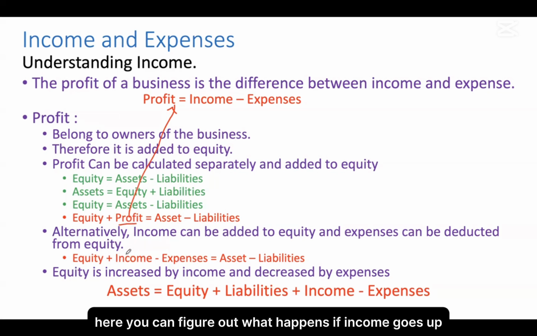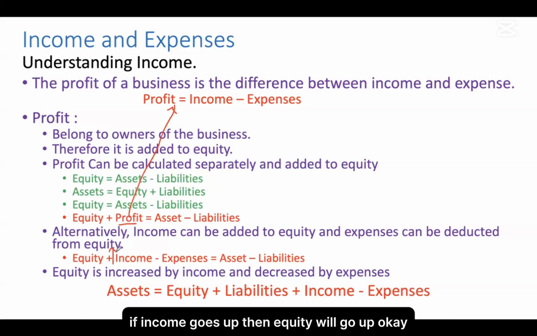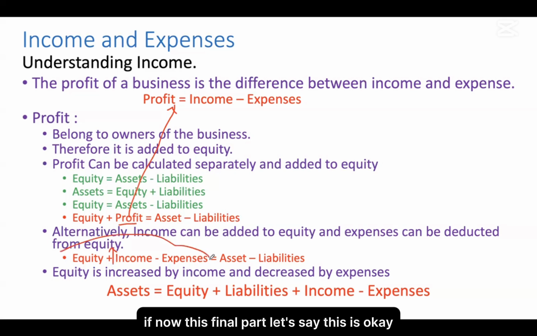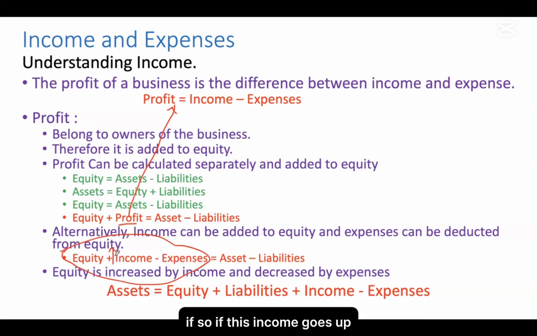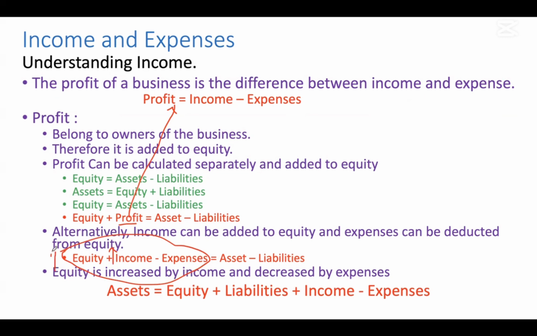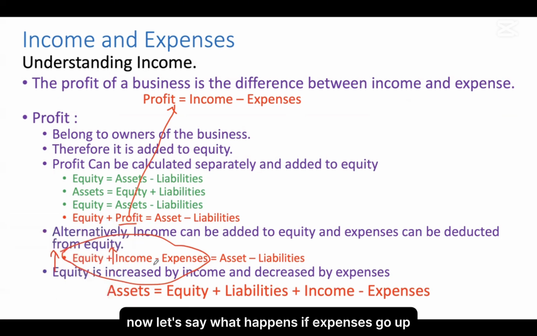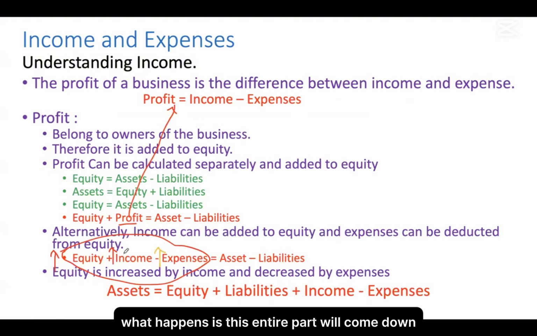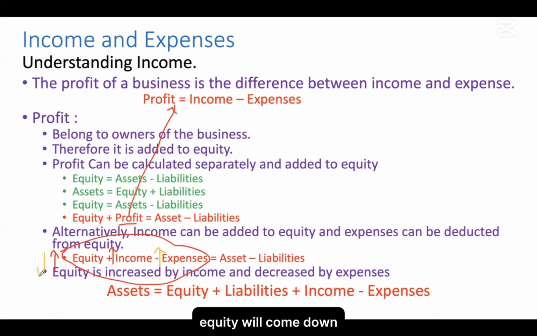Now here you can figure out what happens if income goes up. If income goes up, then equity will go up. This final part is the ownership of the owner, equity. If this income goes up, this entire part will go up. Then let's look at what happens if expenses go up. If expenses go up, this entire part will come down, equity will come down.